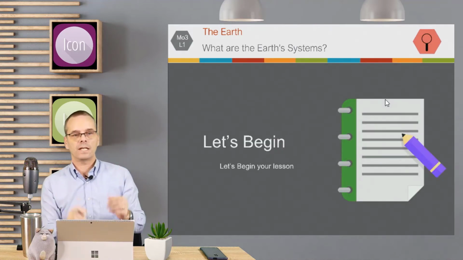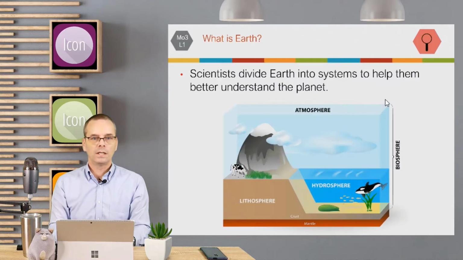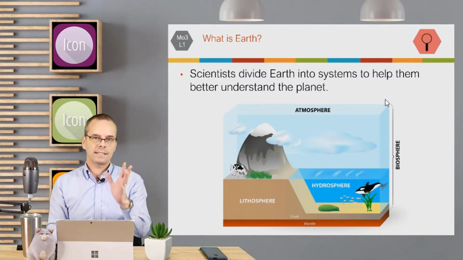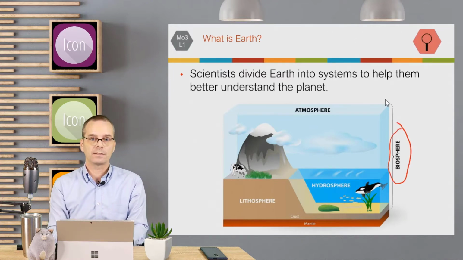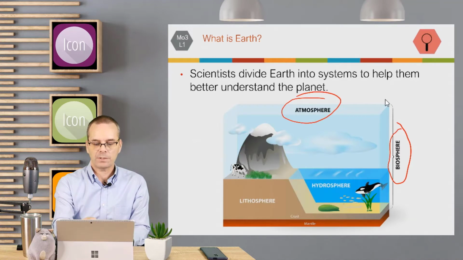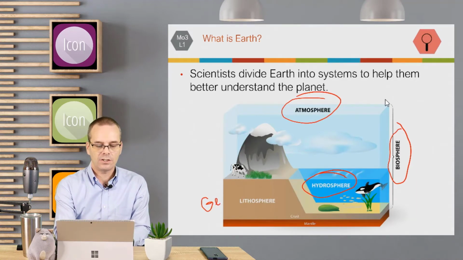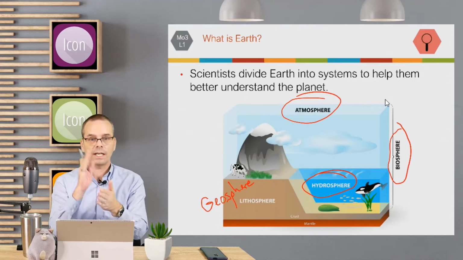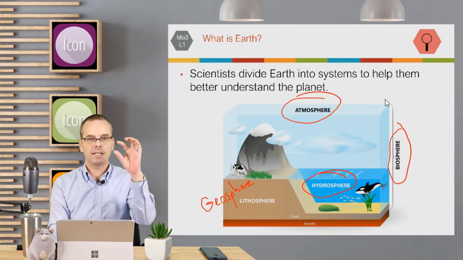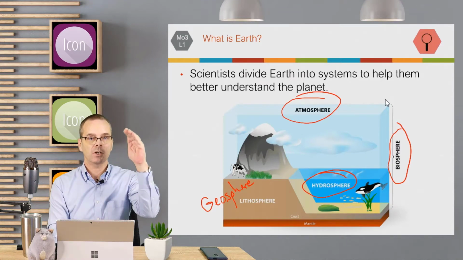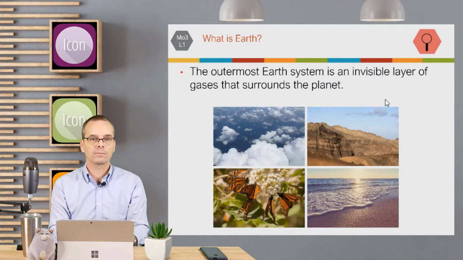So let's go ahead and begin your lesson. We already said that scientists divide Earth into systems to better understand our planet. The biosphere is where all life is, right? And then you have atmosphere and hydrosphere, and you even have the geosphere, right? And the geosphere can be broken down even finer into different layers, just like the atmosphere can be defined into different layers.